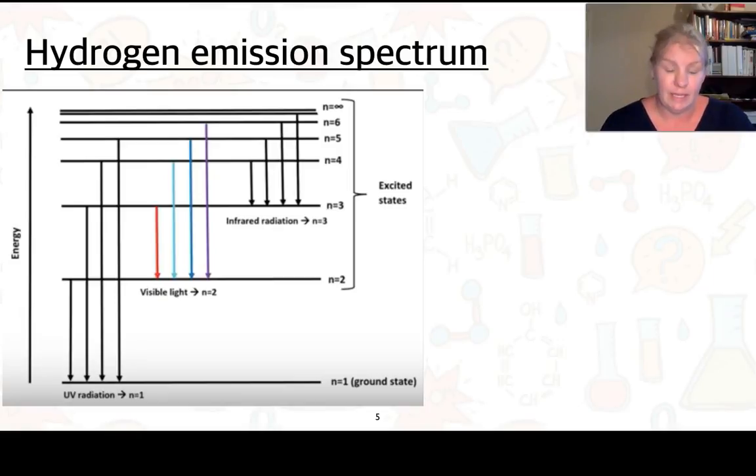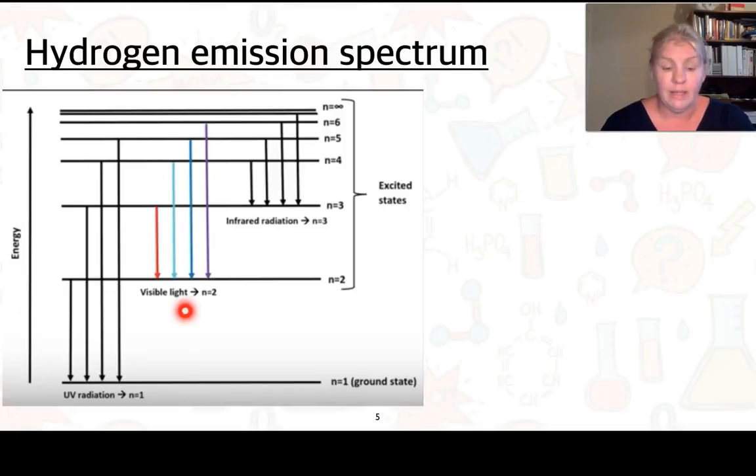If we have a look here, we've got our hydrogen emission spectrum, the diagrams for it. We can see that we have different types of electromagnetic radiation emitted when electrons are transferred from higher to lower energy levels. We have UV radiation, visible radiation or visible light, and infrared radiation. UV radiation corresponds to transitions to the n equals 1 or ground state. In this case, we have the highest energy, high frequency, but short wavelength.